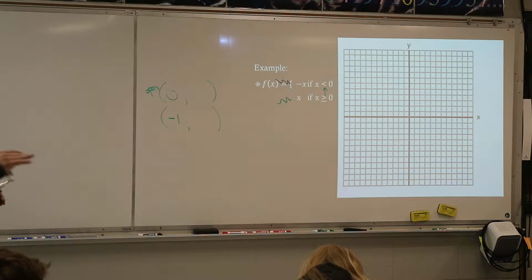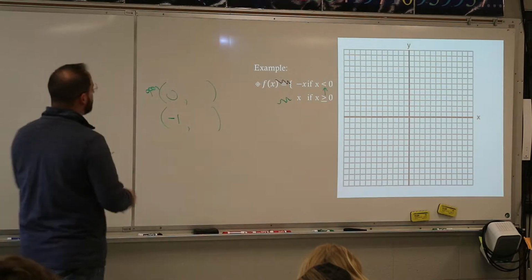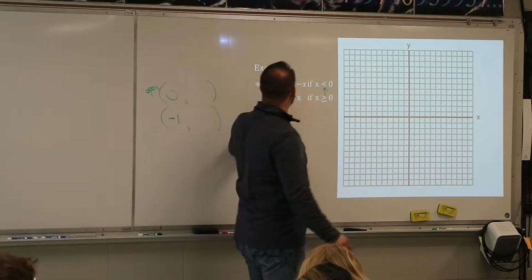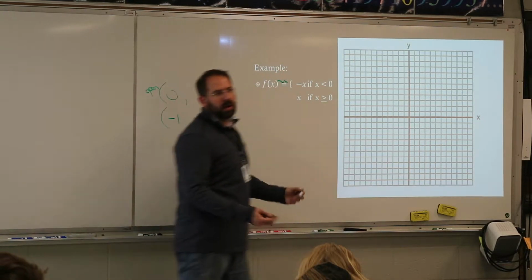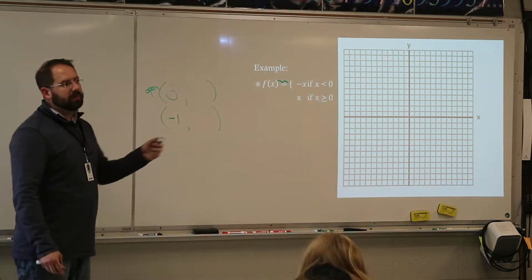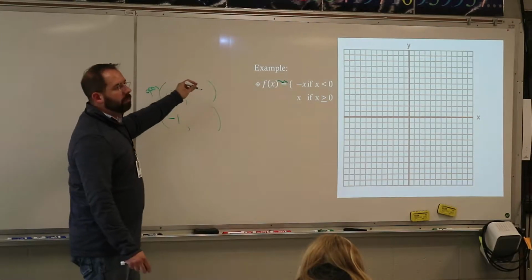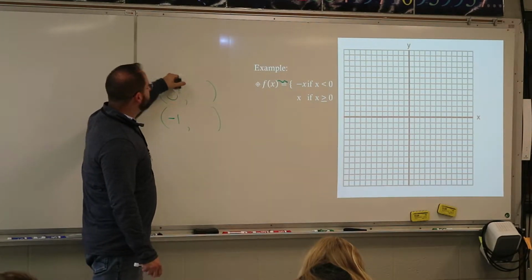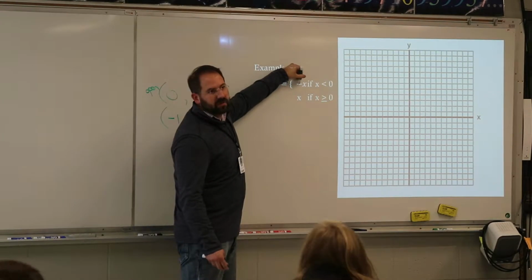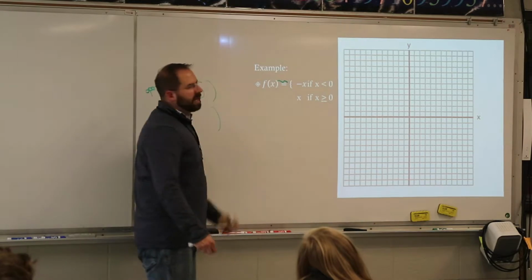Okay, now I'm just drawing the top one. I'll put this in green, so we stay color coded. Alright, so here we go. For the first one, I'm going to plug in 0. What's 0 with a negative sign in front of it? Negative 0 is still 0.